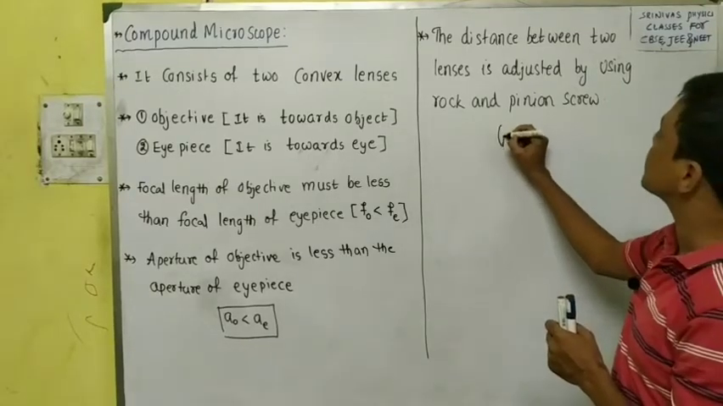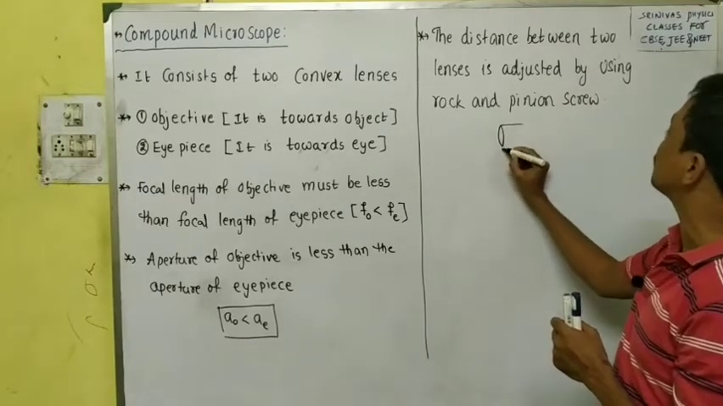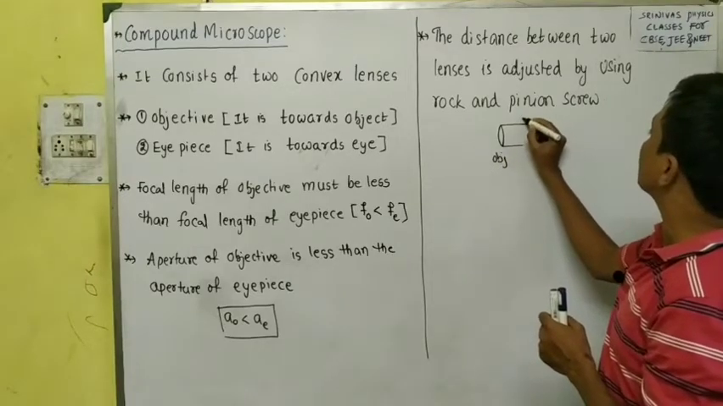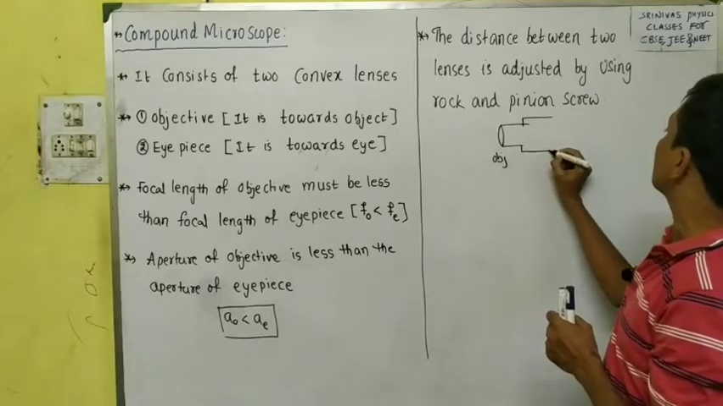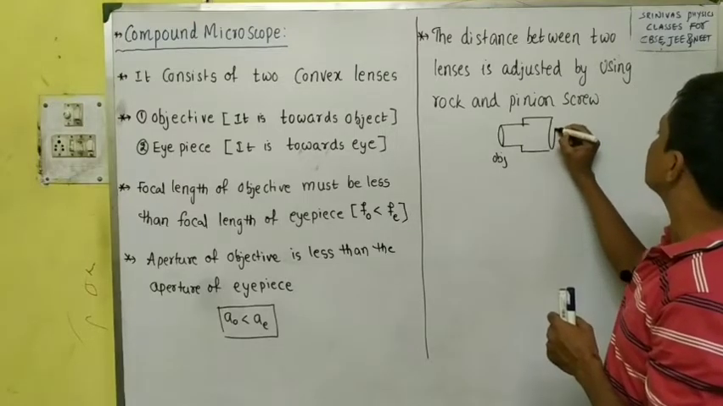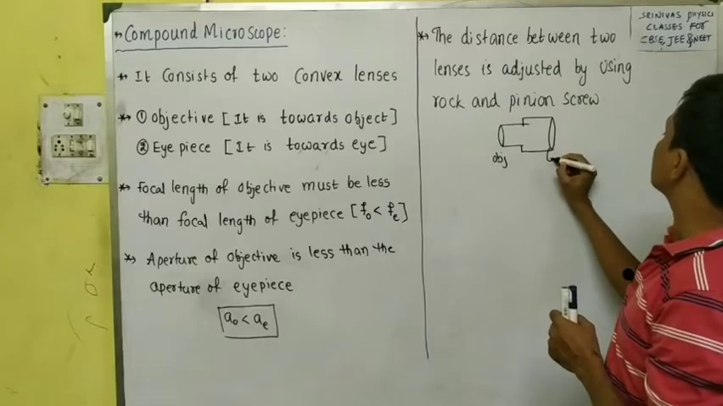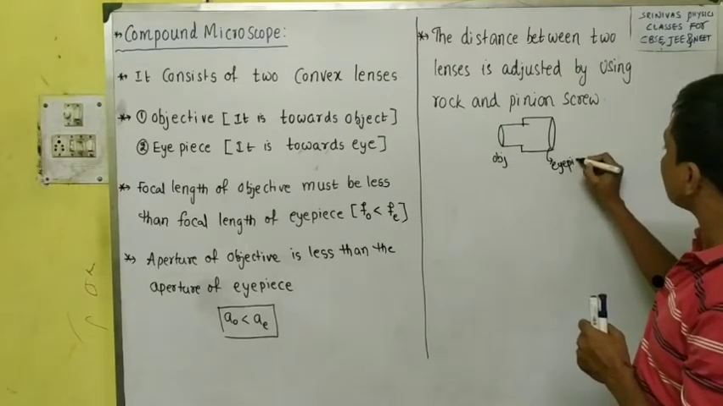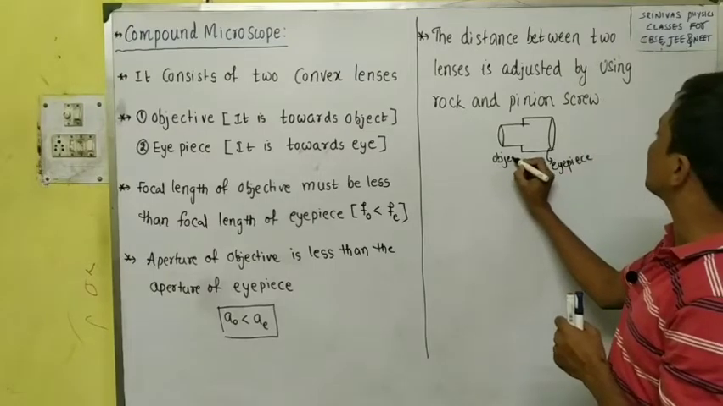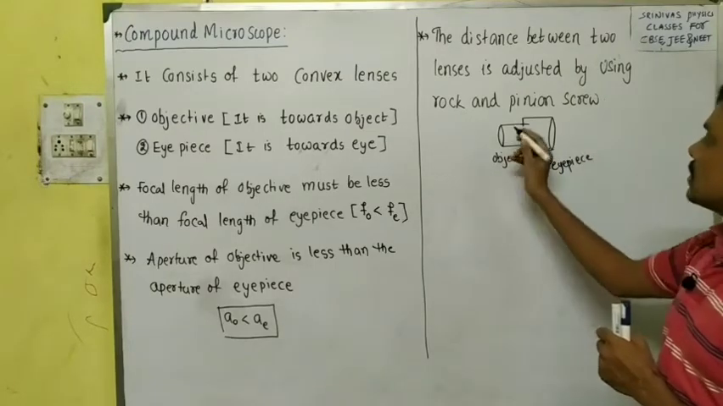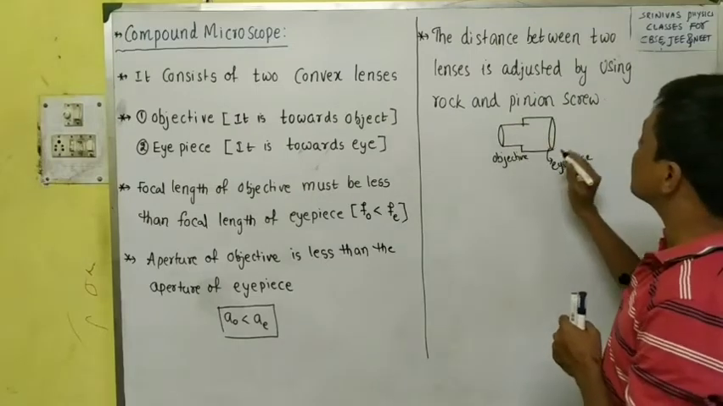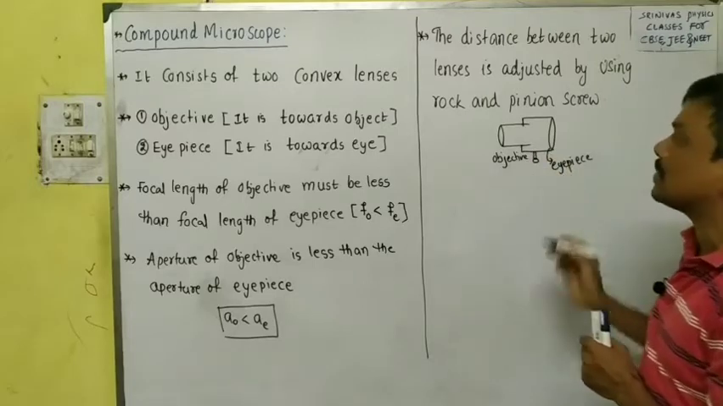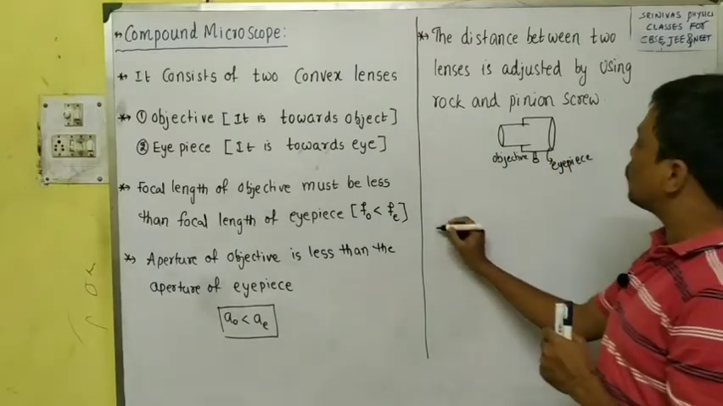Let us consider this is the objective lens, fixed in a metal frame, and this is the eyepiece. These are the two lenses, one is the objective and the other one is the eyepiece. Like this, they are fixed in the metal frame, and the distance between the two lenses is adjusted to form a clear image.